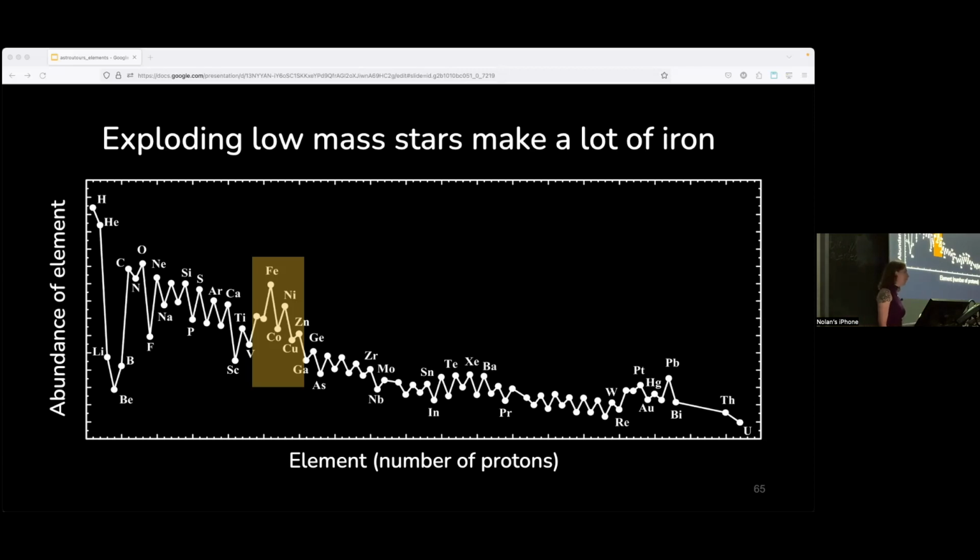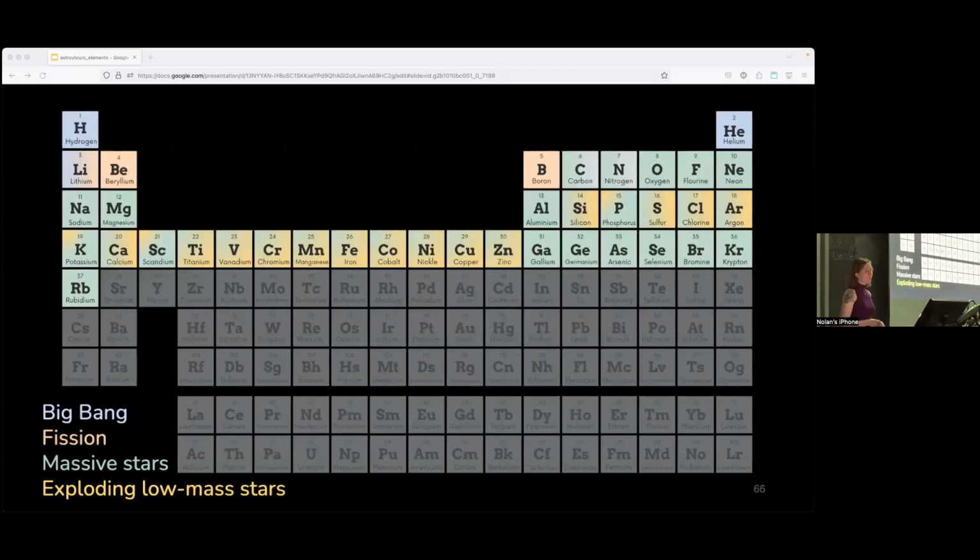So like iron in our blood, or in knives, I guess, steel knives or something like that, right? Most of that is going to come from stars like these, which is great, but we are still stuck at 37 protons. We have not made anything heavier.